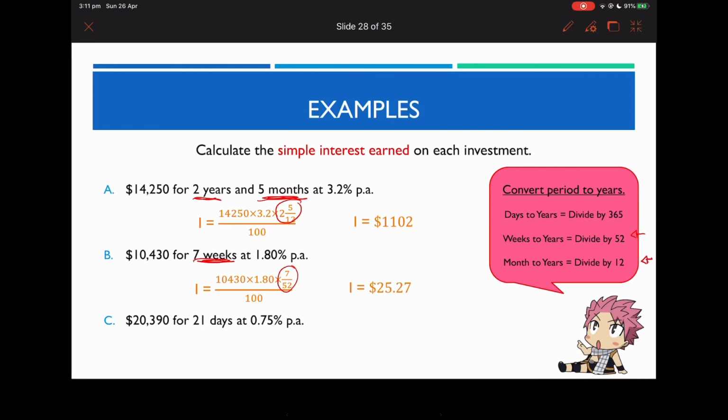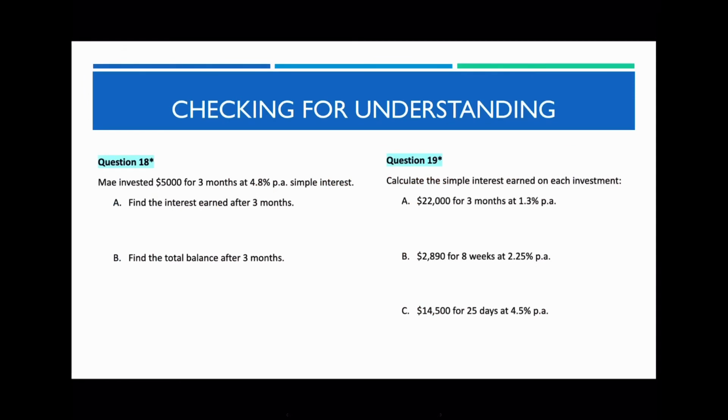And for the last example, it's given to me in days. So what I need to do to convert this to years is divide this by the amount of days in a year, which is 365. So therefore, it will be 20,390 multiplied by 0.75 multiplied by 21 on 365 divided by 100 will give me $8.80. So what I'd like you to do now is please answer these questions over here.